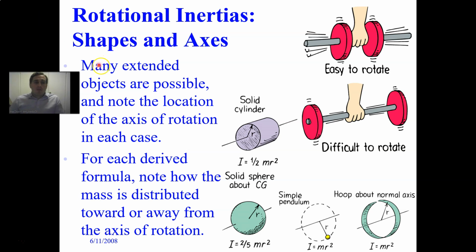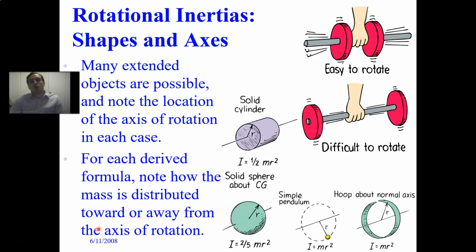Now, it turns out that many extended objects are possible, and we have to note the location of the axis of rotation in each case. And for each derived formula, note how the mass is distributed toward or away from the axis of rotation.